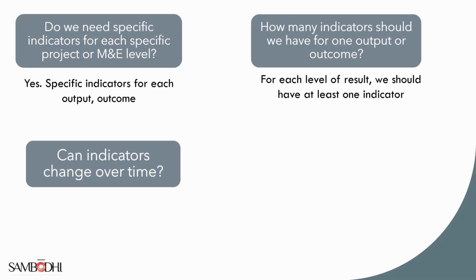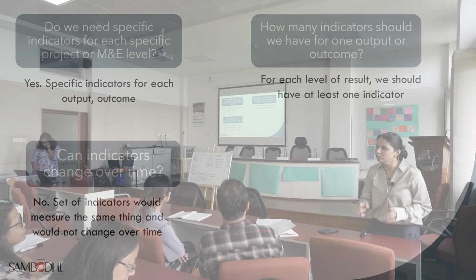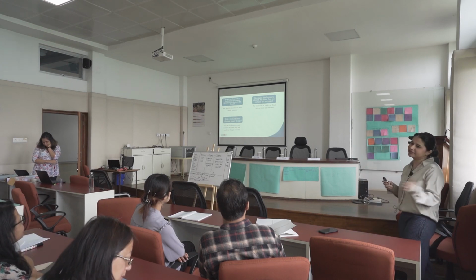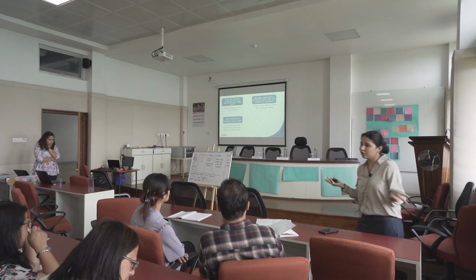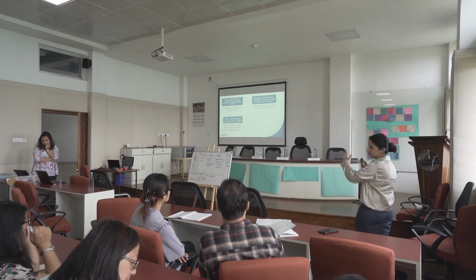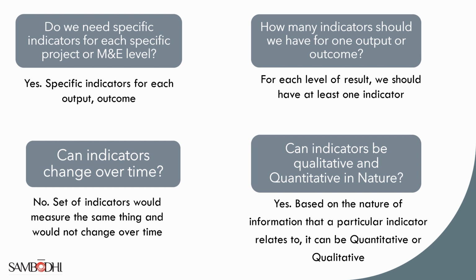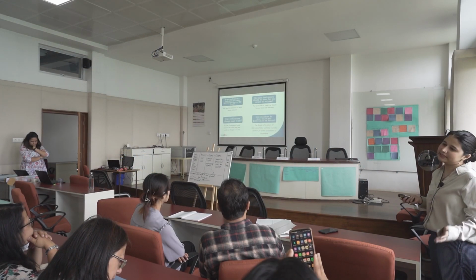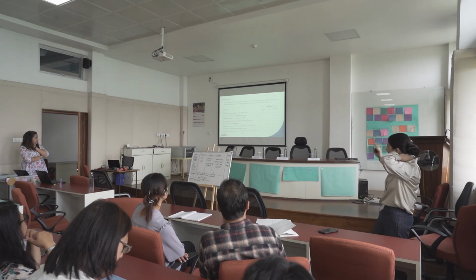Can they change over time? They don't change over time, right? The value that shows the measurement would change over time. Our indicators measure the same thing; it's just that the values can be higher or lower. And they are often value neutral, so that does not apply. And can they be qualitative and quantitative in nature? Yes, they can be. Number of people trained can be, but the index as such can be a qualitative reflection.